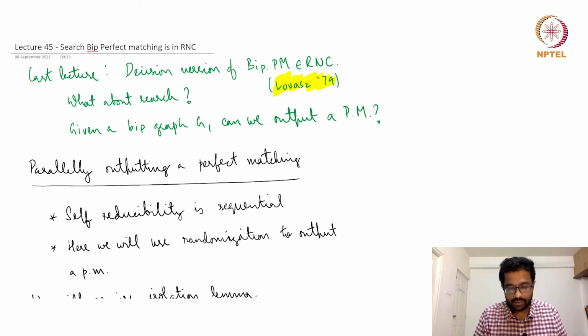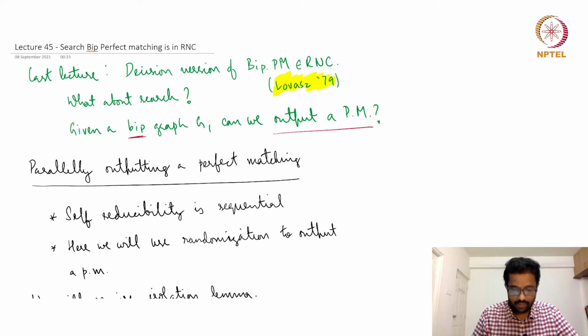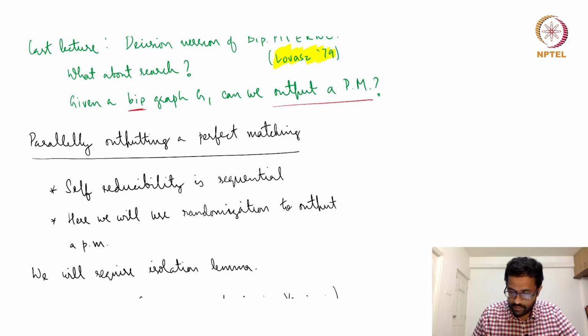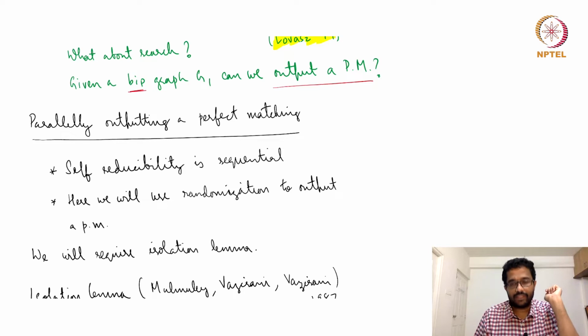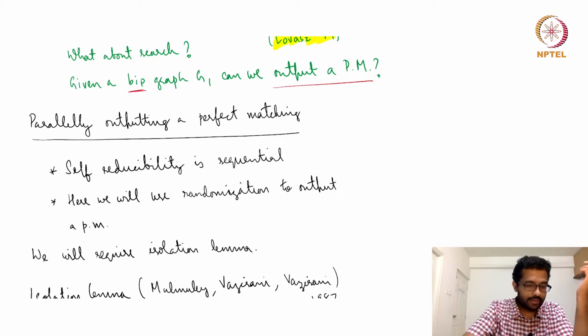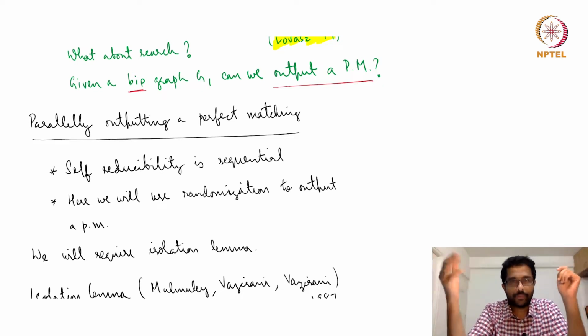So given a bipartite graph G, can we output a perfect matching? It's a bipartite graph still, and we want to output a perfect matching. One technique that we have seen once, in the proof of the Karp-Lipton theorem, is self-reducibility. So you could do the following, for instance. This is what we did in the case of the Karp-Lipton theorem as well. We could take the graph and check whether there is a perfect matching. If it does not have a perfect matching, there is no need to proceed further.